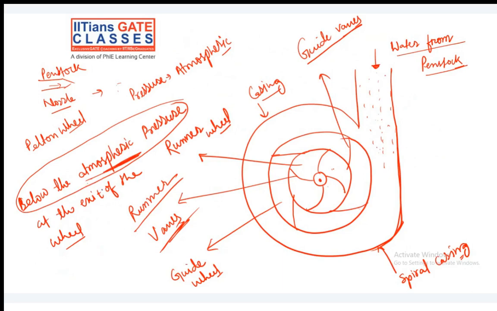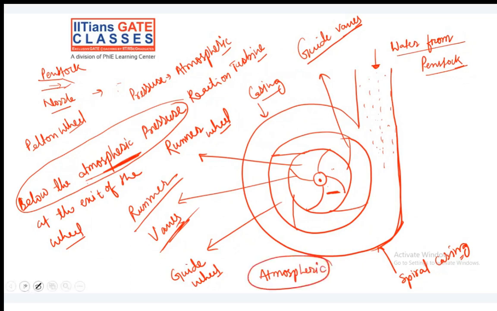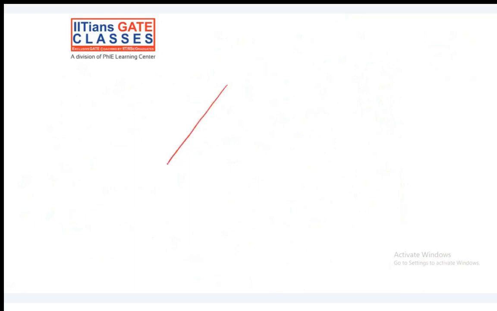Due to that difference, this is also called a reaction turbine, right? This is why it is called a reaction turbine. Now let us understand one thing. Pressure is below atmospheric pressure, so we need to convert the pressure at the exit of this turbine to at least atmospheric, so that we can drop it into the atmosphere. In order to do that, we have draft tubes.